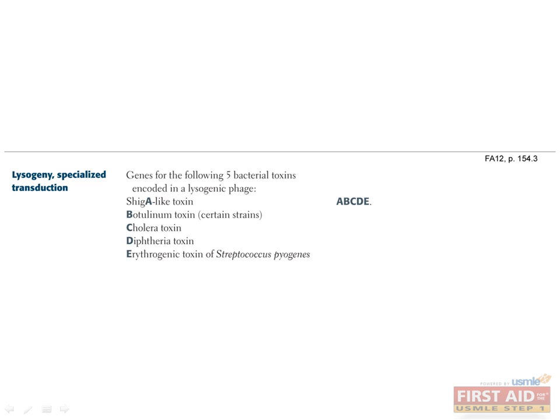The genes for these 5 toxins are encoded within a lysogenic phage that can infect bacteria and induce a change in the bacteria through lysogenic conversion. In these examples, the bacteria are non-toxic until they become infected with a lysogenic phage carrying the genetic code for the toxin. For example, Corynebacterium diphtheriae only produces diphtheria toxin after it's been infected with the phage carrying diphtheria genetic material.